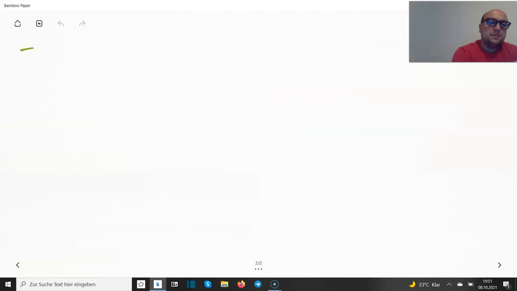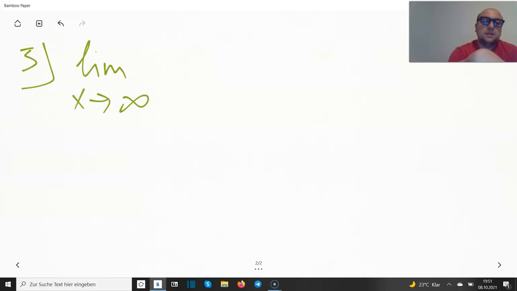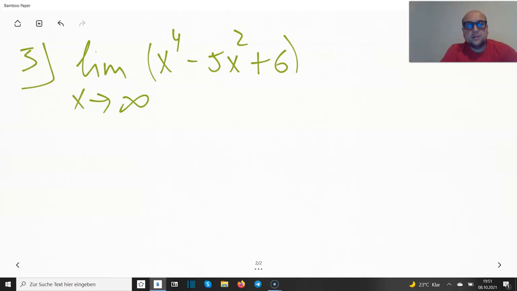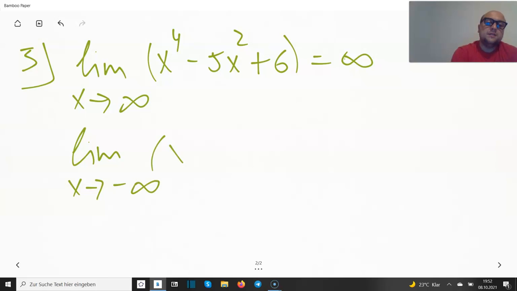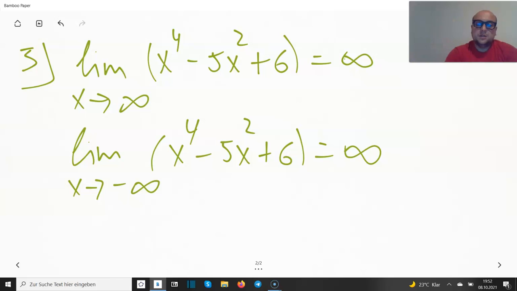Number 3, what is happening if x is running towards infinity? So limit x towards plus infinity. Well, you see, this is a function of the 4th degree. So if x is increasing, x to the power of 4 is increasing as well, and it's getting huge and still positive. So we have a positive infinite value. And if x is running towards minus infinity, well, because of the 4th power, we're getting plus infinity again. So simple as that.